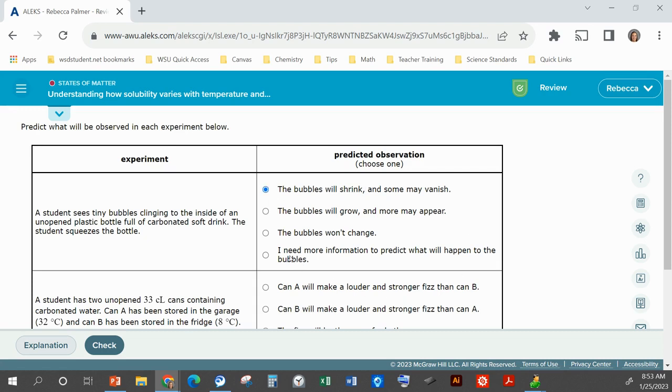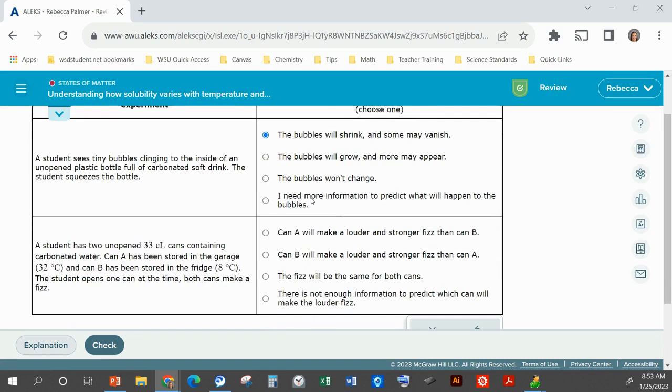Okay. I have not seen this answer. They put this answer on as another choice: I need more information. I have not seen this one be chosen, so don't click that. Okay, so if we decrease the temperature, it makes it more soluble for gas. Okay. Yes. Okay, next question.